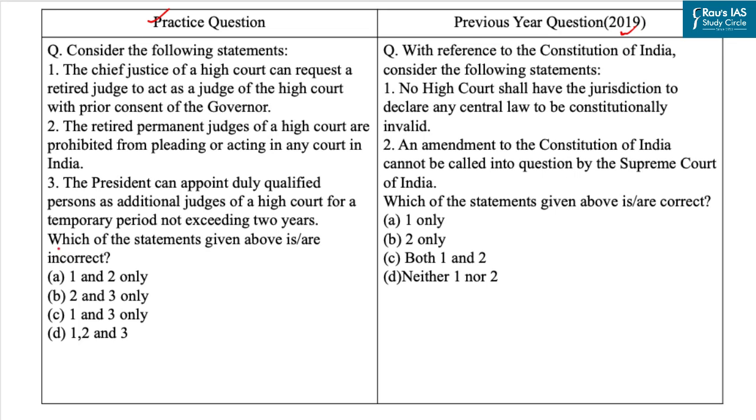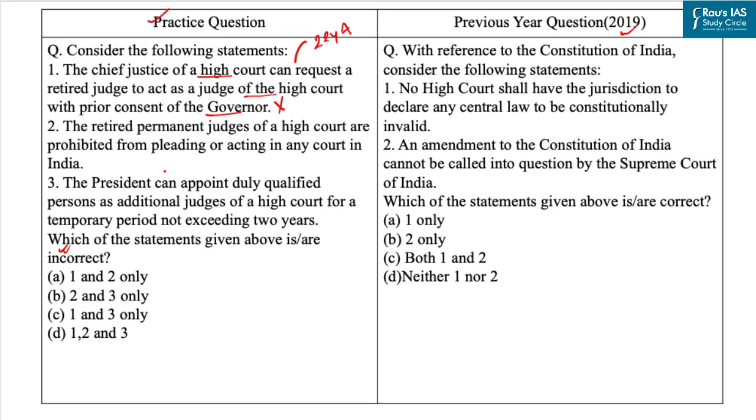Here, you have to find out the incorrect statements. The first one is the Chief Justice of a High Court can request a retired judge to act as a judge of the High Court with prior consent of the governor. Now, according to Article 224A, the Chief Justice of a High Court of a state can request a retired judge of that High Court or any other High Court to act as judge of the High Court of that state for a temporary period. He can do so only with the previous consent of the president and not the governor. So with this, our first statement is incorrect.